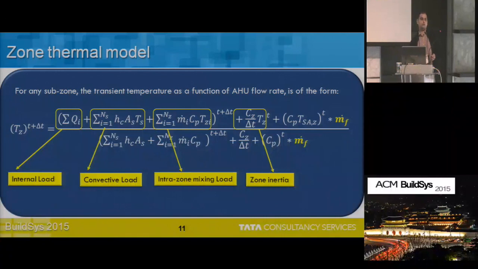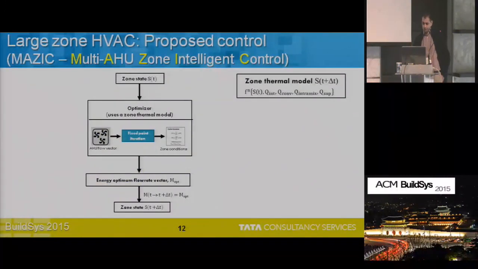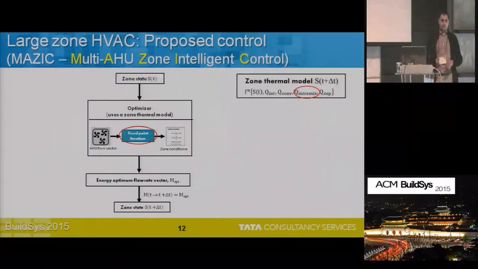And we also account for the temperature at the previous time step. And we have the supply terms, which include both the supply air temperature and the mass flow rate coming inside that zone. As you can see, since there is an intrazone mixing term wherein any particular subzone's temperature is dependent on its neighboring spatial zone, there needs to be some kind of fixed point iteration to update the temperature of the current zone.